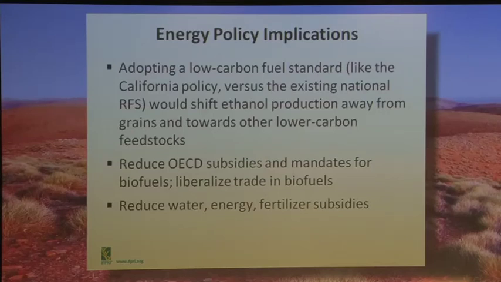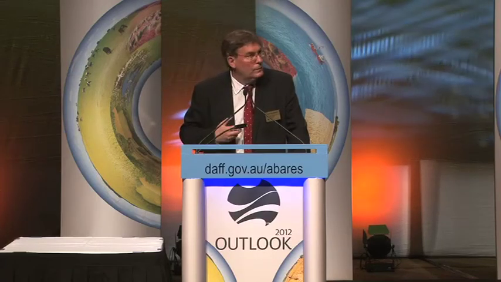But it is possible within that to do better in terms of policies that would shift some of the ethanol production away from grains and towards lower carbon feedstocks. And some of the OECD subsidies and mandates should be reduced. In fact, the US has now reduced some of those subsidies, but maintained the mandates. But in addition, a very broad recommendation is we still have a world, particularly in developing countries, but also in many of the OECD countries besides Australia, of heavy water, energy, and fertilizer subsidies, and those distorting subsidies should be removed, with the high cost of those reinvested in things like, particularly, agriculture productivity growth.